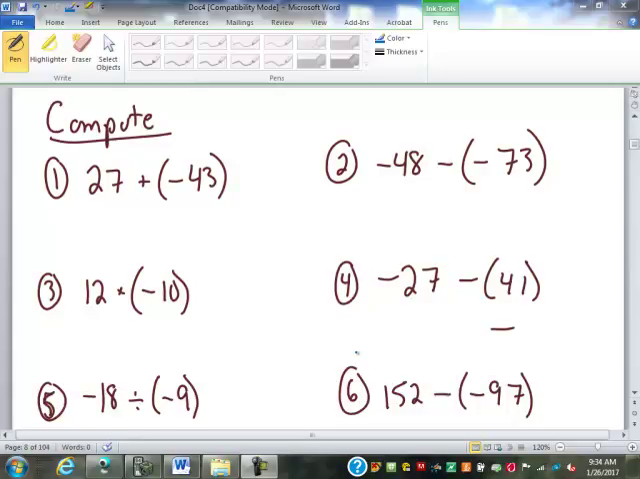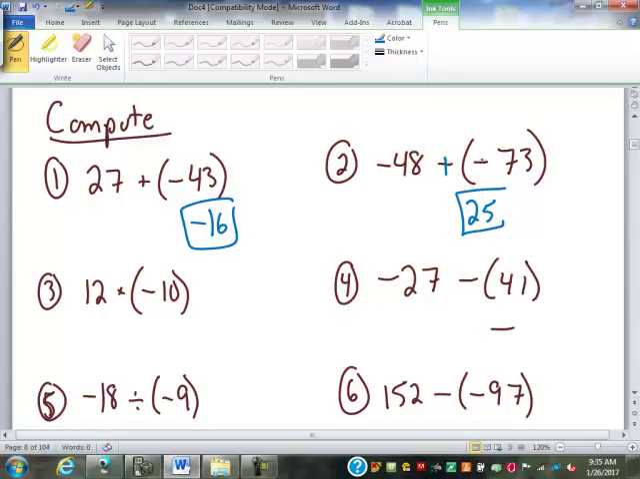Okay, so let's take a look at what we've got here so far. 27 plus a negative 43 ends up being what? Negative 16, perfect. Negative 48 minus negative 73 is positive 25. Good. Remember, that becomes plus the opposite, so plus a positive 73. 12 times negative 10, negative 120. A positive times a negative is a negative.